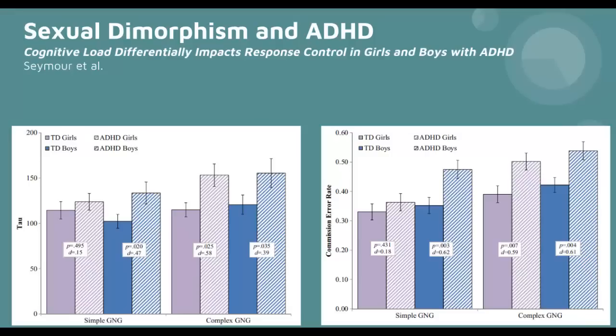So even when the working memory capacity was low, we still saw a lack of response control in the ADHD boys. And this could be why it's challenging for us to diagnose ADHD in girls, because we don't really see the lack of response inhibition coming out until their working memory capacity is under significant stress.